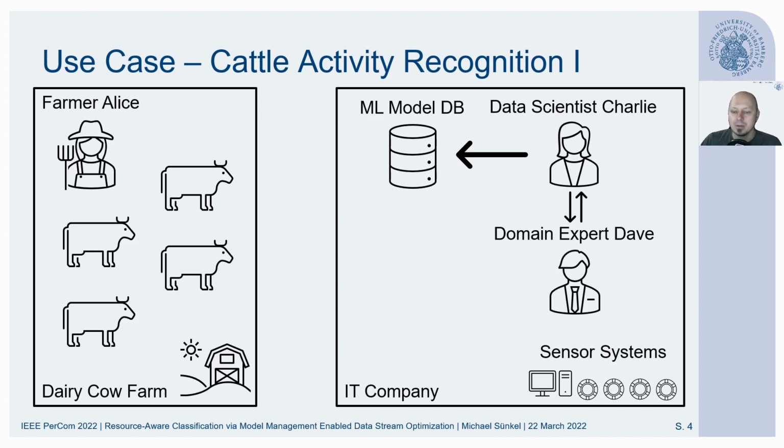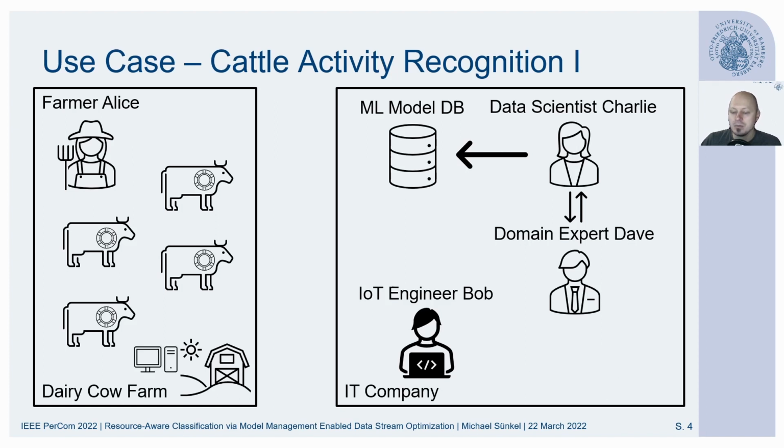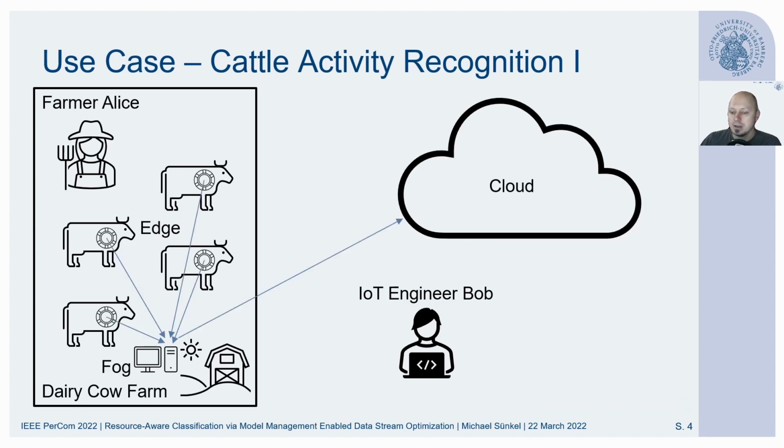Also within this company, there is IoT engineer Bob. And IoT engineer Bob is now responsible for installing and setting up this system to the dairy cow farm of Alice. So he assembles the sensors and installs the software accordingly. He needs to properly select the models and needs to properly configure the classification pipeline for a smooth and accurate classification.